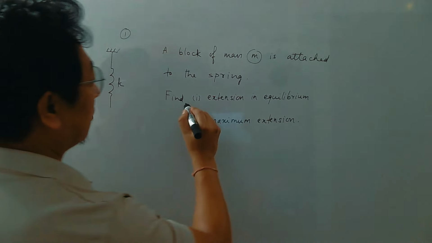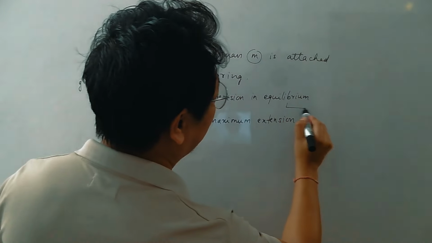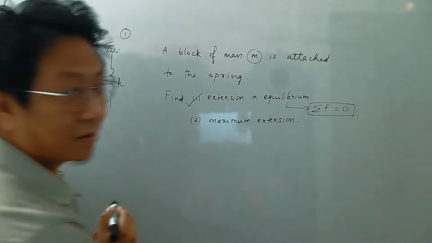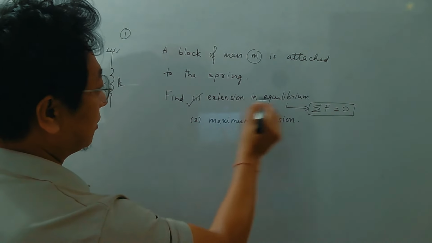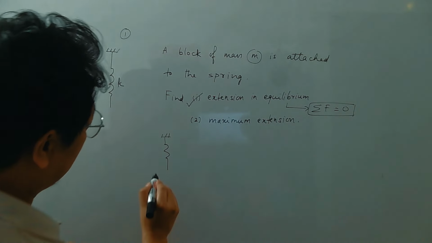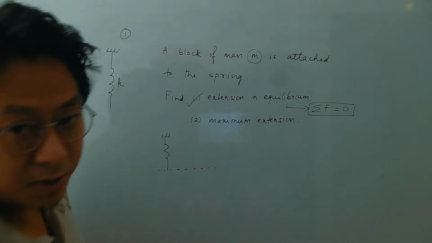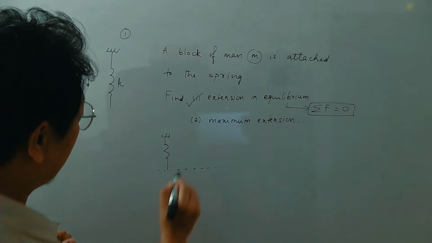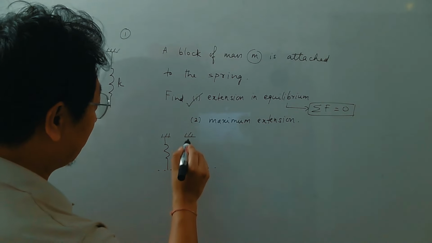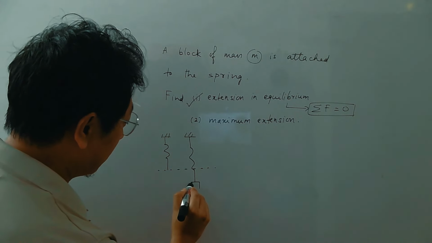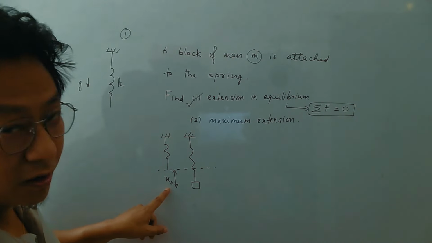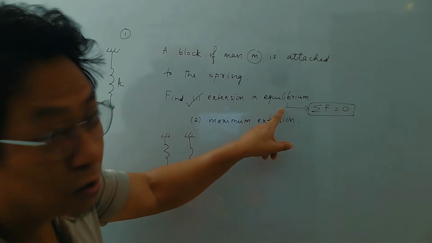Now the easier one is to find the first one, because we know in equilibrium the net force, the total force is 0, right? So let's see how to find the extension in equilibrium. So here is the spring. This is the natural length of the spring. Now I have attached a block here. Then you know the spring will get stretched. Let's say the spring went up to here in equilibrium. So let me write x naught as extension in equilibrium.